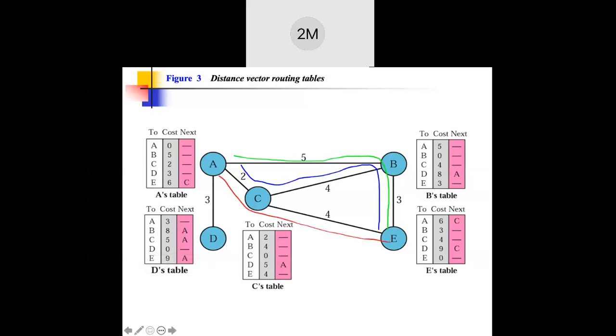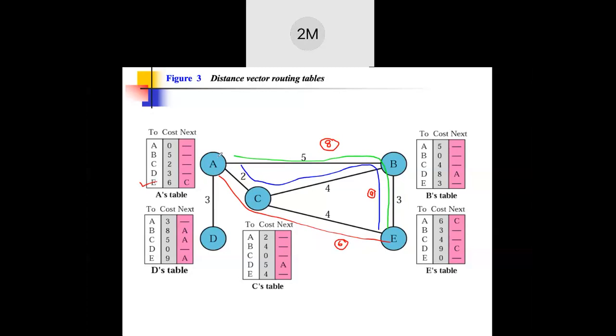If I count the weight on this, here what you can see is 8, 2 plus 4 plus 3, 9, and here 6. So this is the shortest path, this is the optimal path, and what you can see is the entry available here. How is this entry updated? How will this router get this information?